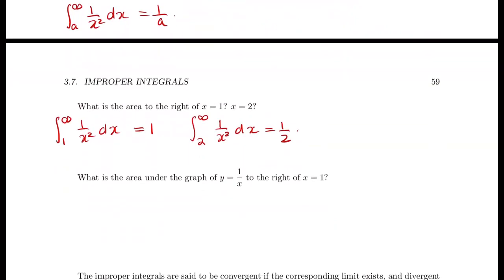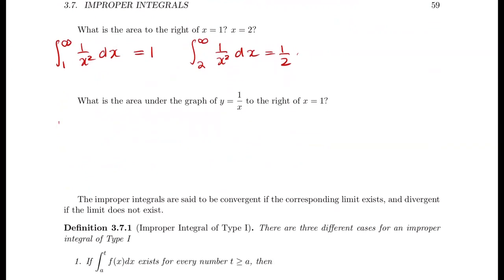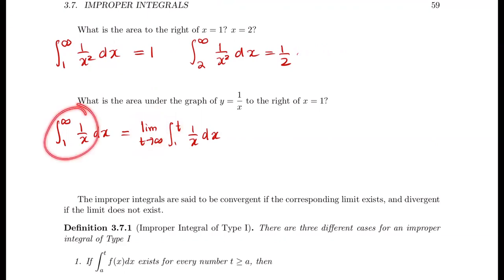Okay, but let's see what happens. So what is the area under the graph of y equals 1 over x to the right of x equals 1? So we integrate from 1 to infinity of 1 over x dx, but we have to let some parameter t, and we take the limit as t goes to infinity of the integral from 1 to t of 1 over x dx. So this is the purpose of having this limit here, so that we are able to calculate the limit as t approaches infinity, rather than what exactly happens at infinity.